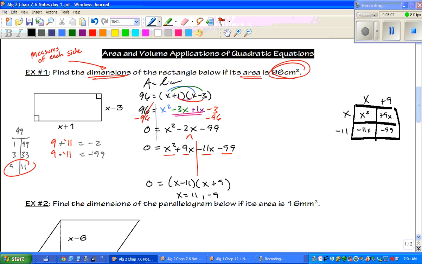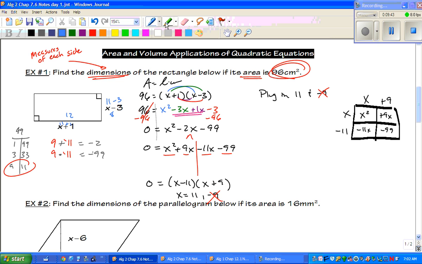Now, what we have to do is plug in 11 and negative 9 to see which one works. So if you plug in negative 9 minus 3, we get negative 12. Can we have a side that's negative 12? No, we can't, so the negative 9 doesn't work. But when you plug in 11 minus 3, we get 8, and 11 plus 1, we get 12.